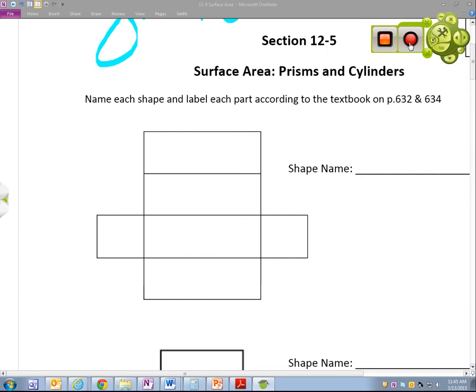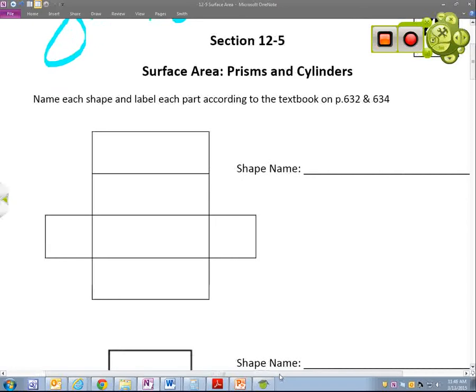And as long as we're not doing volume, we will get to that, everything is still going to be something square, the same way that you were supposed to have everything squared in your homework yesterday. So we have to name each shape and each part according to the textbook on this page. So what is the name of this shape?